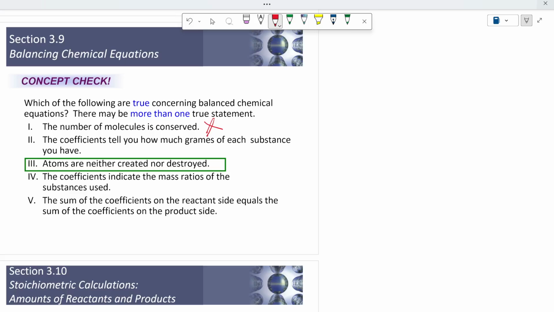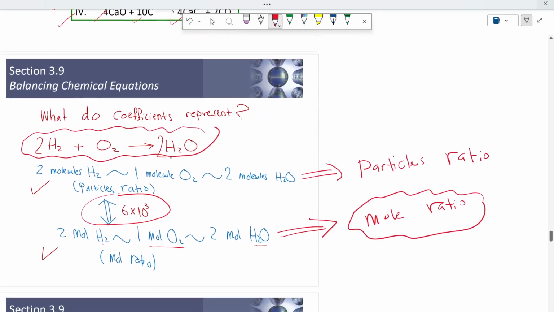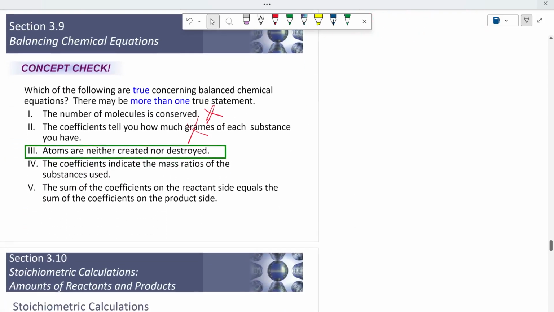The coefficients tell you how many grams of each substance you have. Is it correct or incorrect? What did we say about coefficients, what do they represent? Yes, they represent the particle ratio, the ratio between the number of molecules, or the mole ratio, but they don't represent the grams ratio. So when we say we have 2H2 plus 1 O2 to produce 2H2O, we cannot say we have 2 grams of hydrogen to 1 gram of oxygen to 2 grams of water. This is incorrect. These coefficients are moles or particles. So this is why the second statement is wrong.